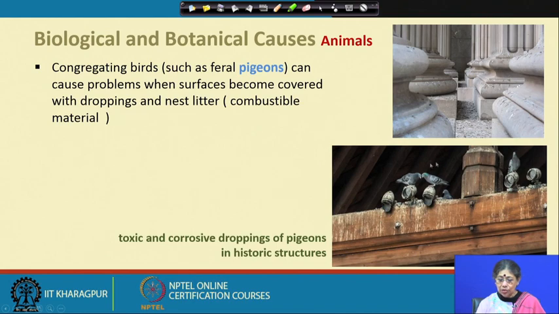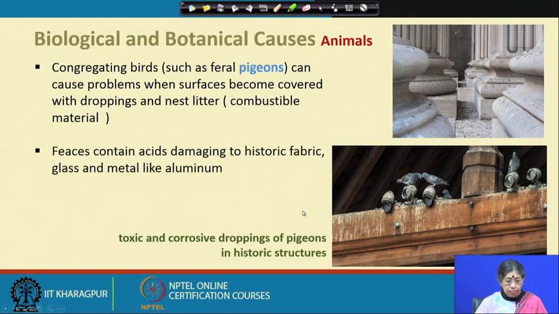As you can see here also, the pigeons' nests are there, and the droppings of pigeons in historic structures are generally toxic and corrosive. Many times they react with the building material and may cause certain permanent damage. These feces are acidic in nature, and depending on the material, such as metal like aluminum or glass, they sometimes actually cause damage to the surface and the fabric itself.